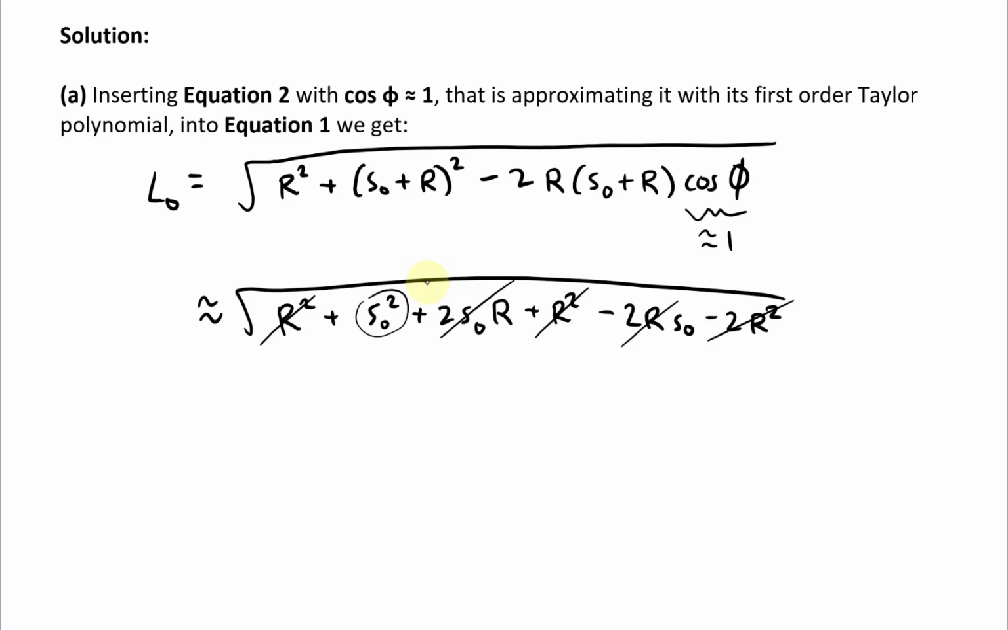So we're left with, this part will equal the square root of s naught squared. Now this equals plus or minus s naught when you cancel all the square roots, because the square cancels it out. But again, we're only going to be considering the positive distance in this equation, so it's going to be s naught, like that. So then L naught is equal to s naught using the approximation.